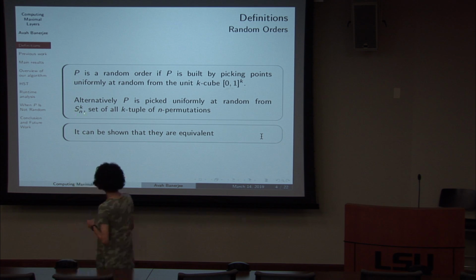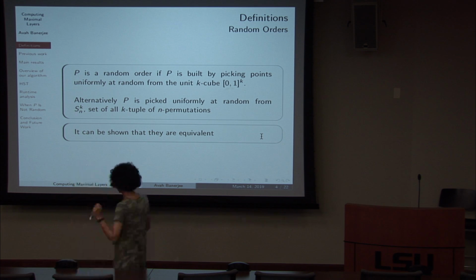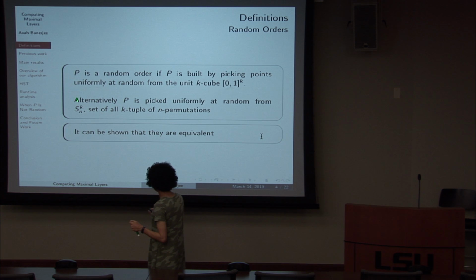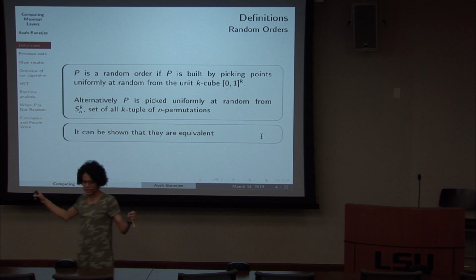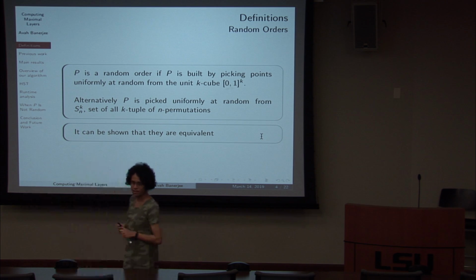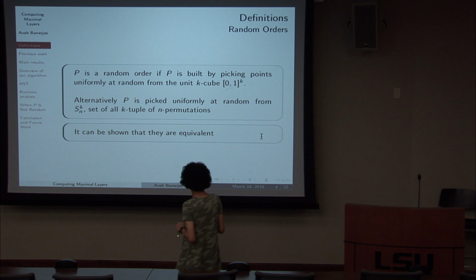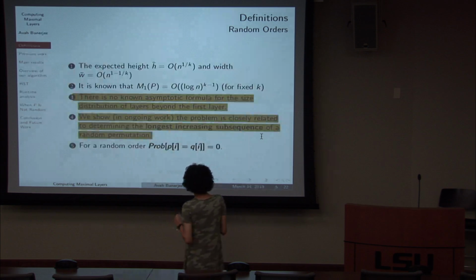If you pick a point, an element of Sn^k is basically a random order in k-dimensional points. But anyway, forget about that. They can be shown to be equivalent. We don't care.